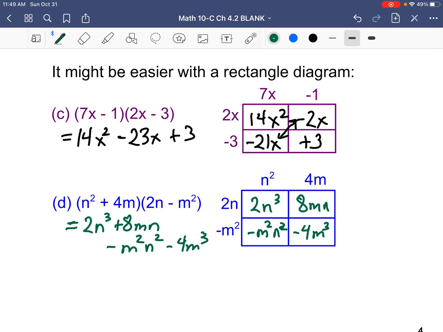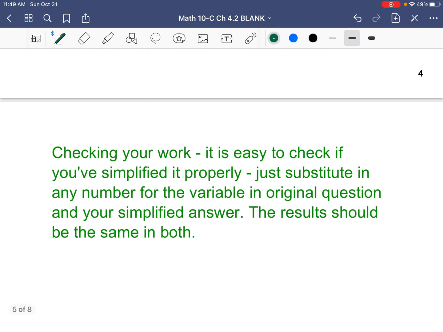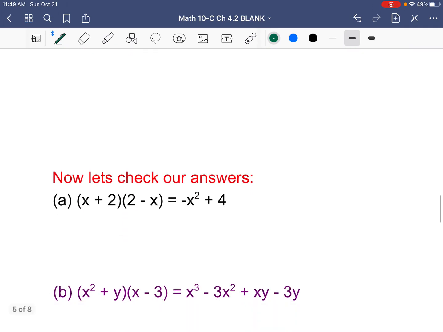See how that's quick and neat? I like it that way. And when we do factoring soon, you really do want to do it this way. Now, checking your work. It's easy to check if you simplified it properly. Just substitute in any number for the variable in the original question and your simplified answer. The results should be the same in both.